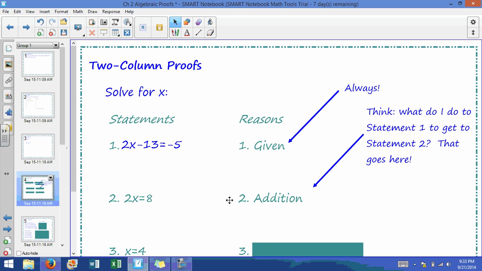So we're going to use the same process here for step 3. Instead of thinking, oh, x equals 4, I'm done, right? I'm not going to write done for my reason. I'm going to write, what did I do from step 2 to step 3? How did I get x equals 4? Again, we said we divided by 2, so we did division. Okay, so this is your building blocks for a two-column proof. They're going to get a little harder as we go, but we're just going to start easing into it using our Algebra 1 knowledge.